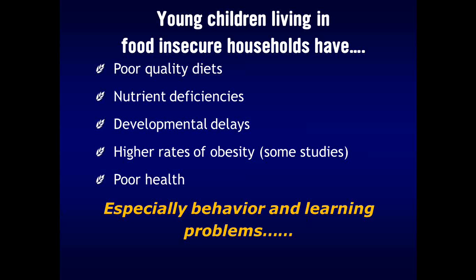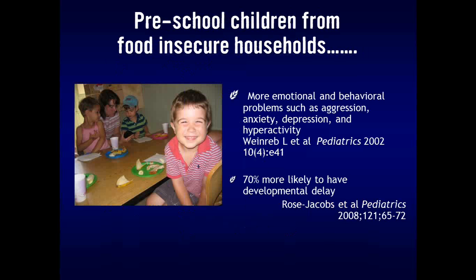But the most sensitive measure is effects on behavior and learning with these kids. So these are the ones having trouble in school. They're acting out, more aggression, more depression, more anxiety. And just a couple of studies to illustrate this. One study showing these behavior issues in very young children and then another study showing a 70% increase in developmental delay with these kids. So not only do we have to get them access to quality food, but then we have to get early intervention in there to make up for all of the loss that this child's had.